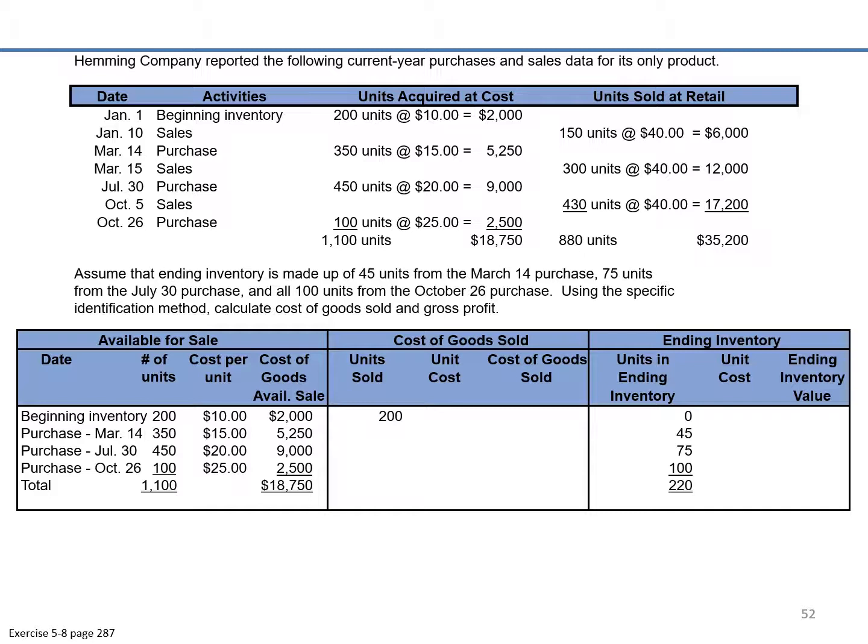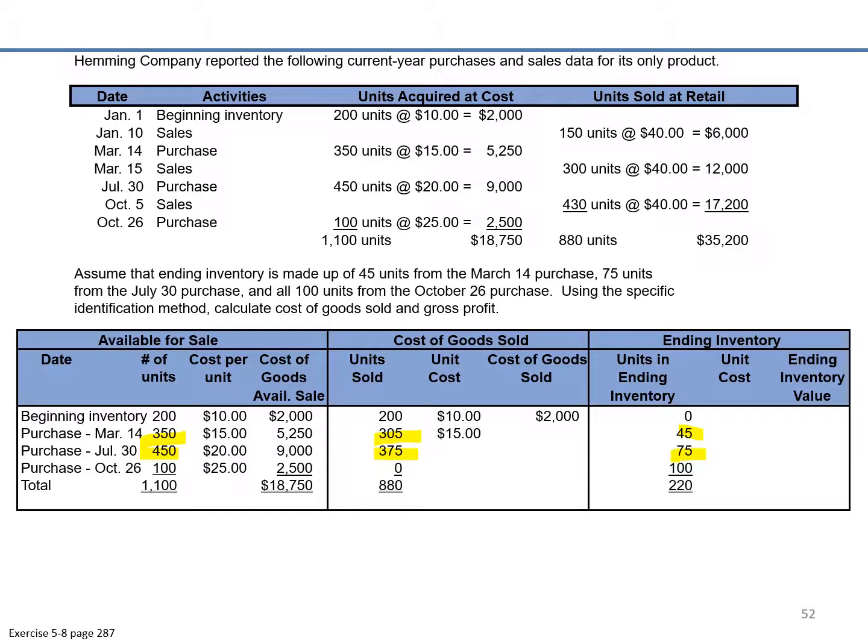Which means we have 200 from beginning inventory in our cost of goods sold. We have 305 from our 350 March 14th purchase in cost of goods sold. 350 less 45 is 305, right? 450 less 75 is 375. And 100 less 100 is 0. So if you apply your cost to each of those lines, our beginning inventory was at a cost of 10, so that's total cost of goods sold of 2,200 times 10.